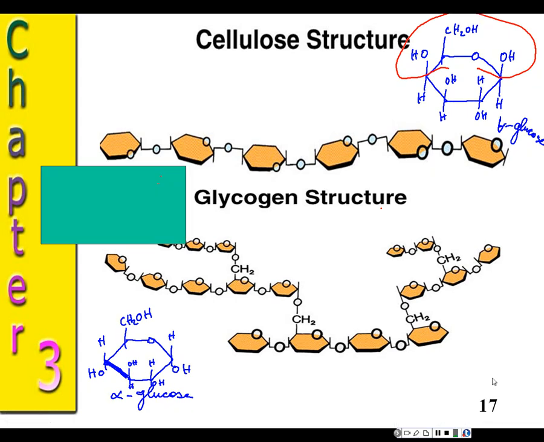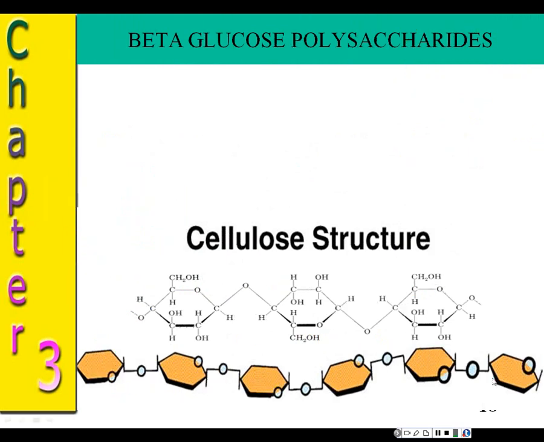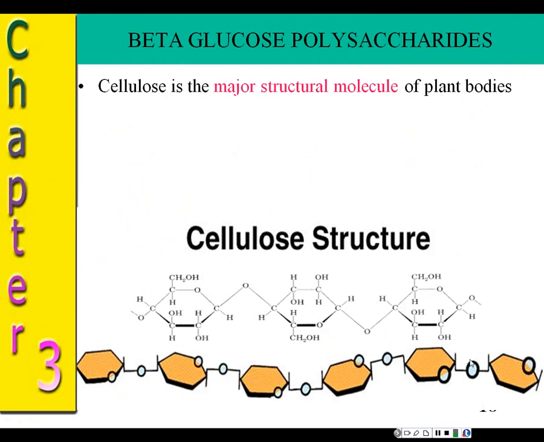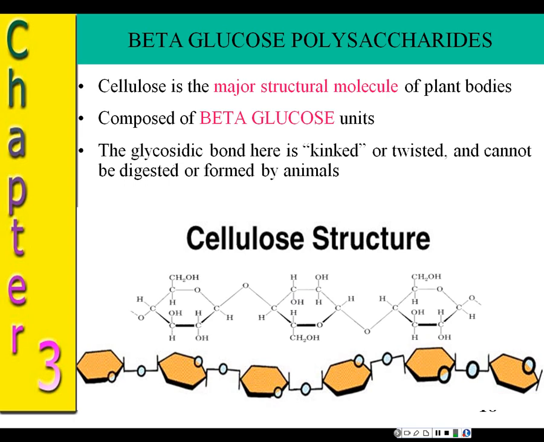All right, here we go. We already know this, two common polysaccharides. All right, here we go, cellulose. We said major structural body in plants, composed of beta glucose units. And we said it's kinked and it's twisted. We cannot digest it, okay? We cannot make it, nor can we digest it. We cannot make the enzyme to put it together, and we can't make an enzyme to break it apart.